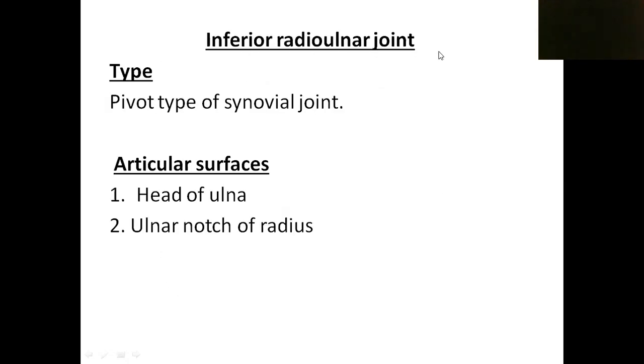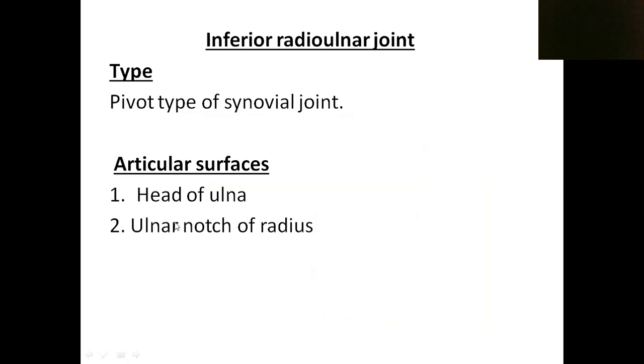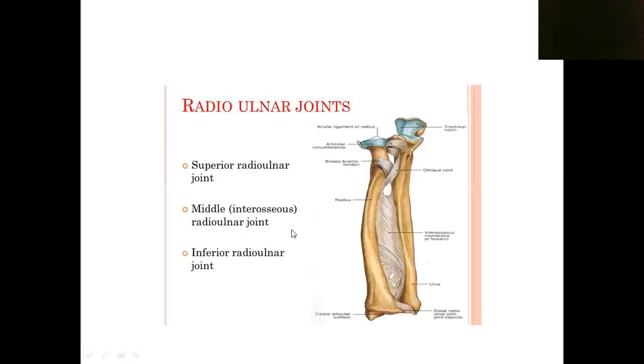Now, the inferior radioulnar joint. The inferior radioulnar joint is also a pivot variety of synovial joint. What are the articular surfaces here? The head of the ulna articulates with the ulnar notch of the radius. See, in the lower part of the ulna we have one head and one styloid process. This head articulates with a notch in the radius. That notch for the ulna is known as what? The ulnar notch of the radius. Clear? So here the ulnar notch, here the head of the ulna.